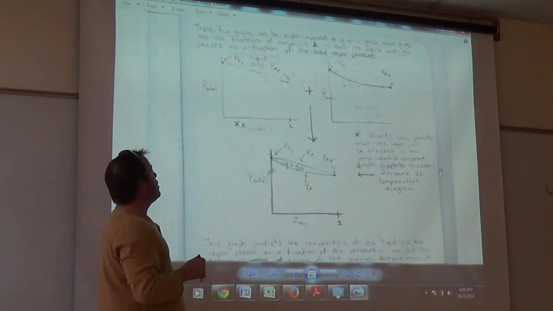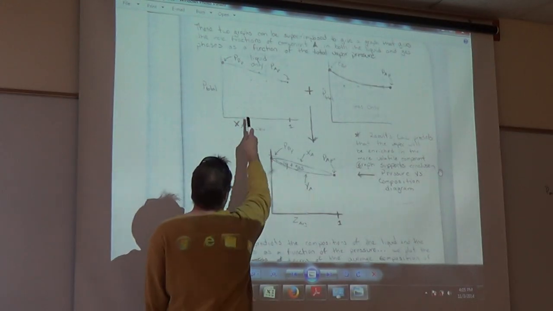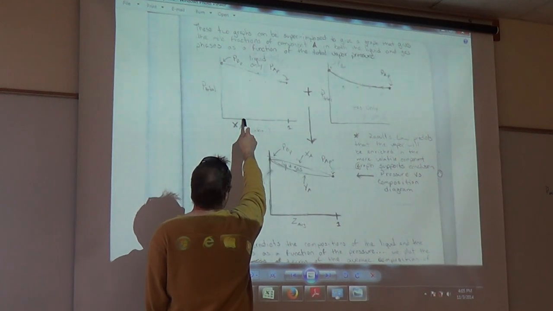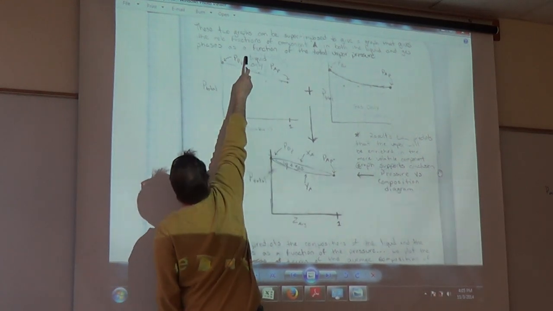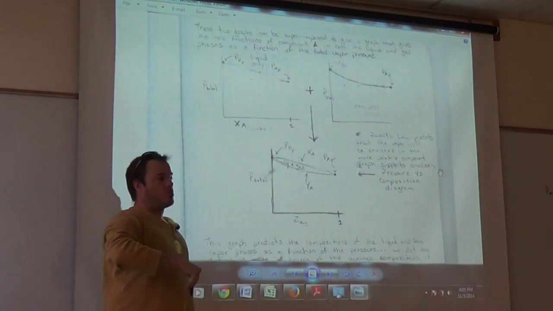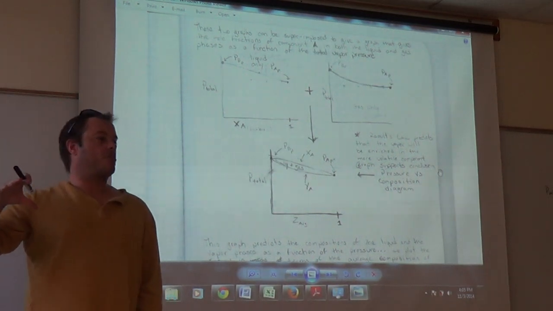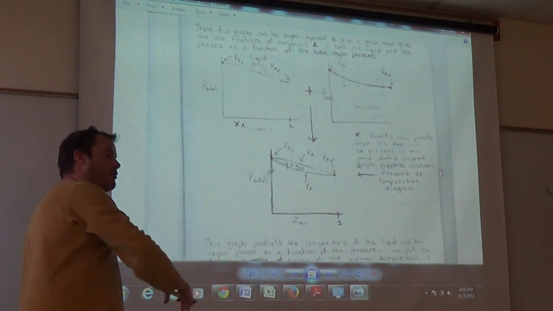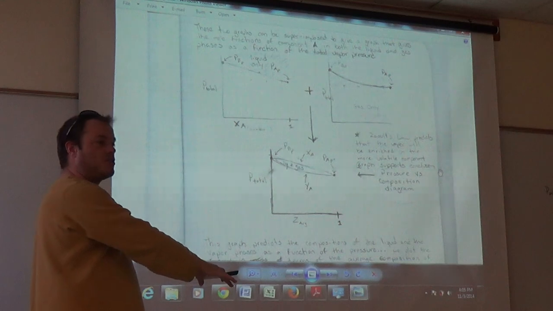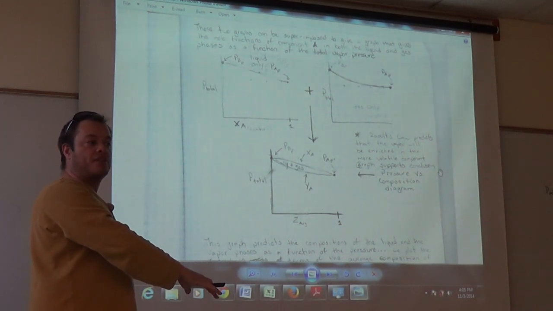So if we've got a system at this mole fraction, whatever that number is here, but at a pressure way up there, then the surrounding pressure is greater than the vapor pressure of the system, and so all of that vapor gets pushed into the liquid phase, and you don't have a vapor phase, you've got a liquid phase, right?